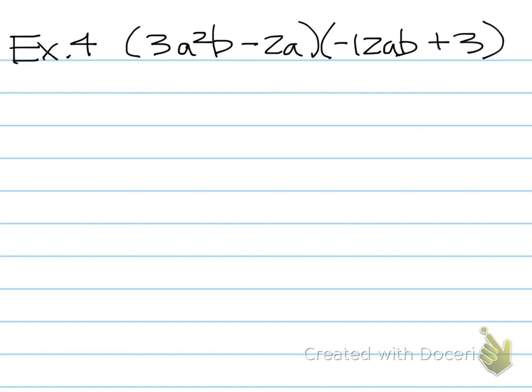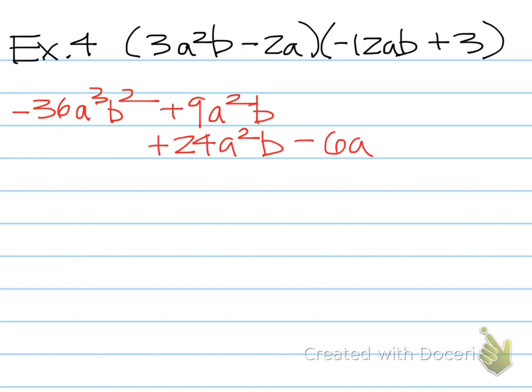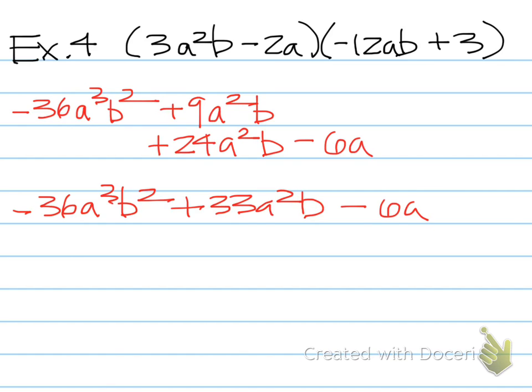And then next we're multiplying 2 binomials. Follow the same process. Multiply the first term in the first binomial by both terms in the second binomial. And then multiply the second term in the first binomial by both terms in the second binomial. When we add up the like terms, we get negative 36a cubed b squared plus 33a squared b minus 6a.